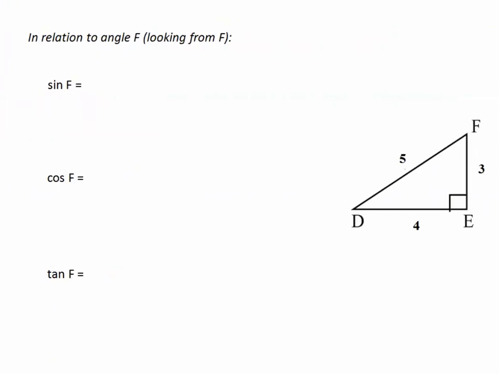Let's do it looking from angle F. This time circle angle F and figure out where the sides are. Now, without even knowing where we're looking from, remember, use the right angle to first label the hypotenuse.